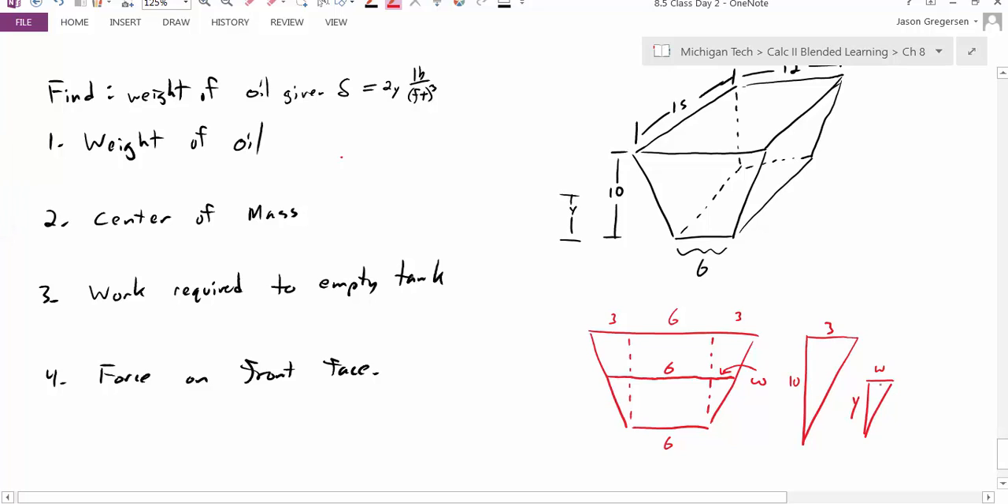I'll do a sketch up there to help you get started on finding that piece. There are other ways to do this piece as well, but this is one way. Remember, I just did a setup. You don't actually have to evaluate them.